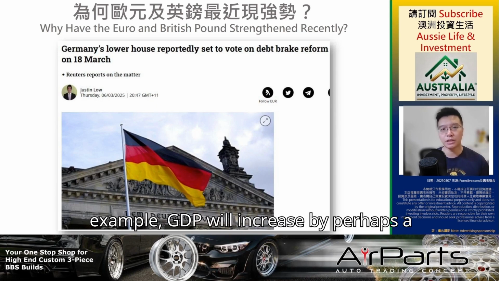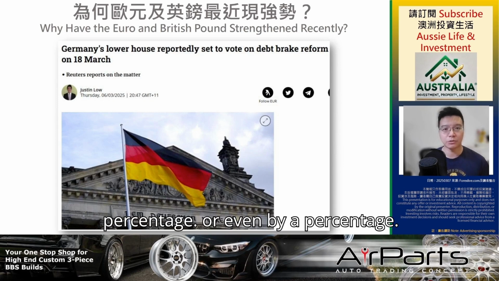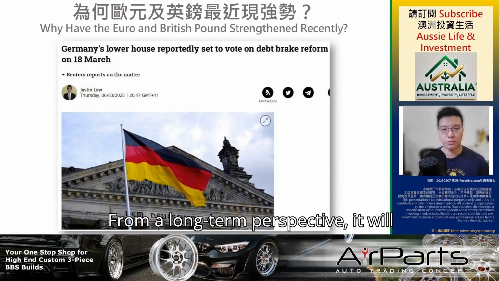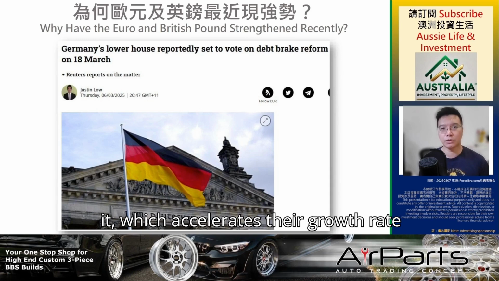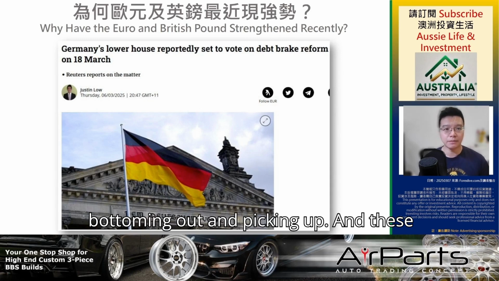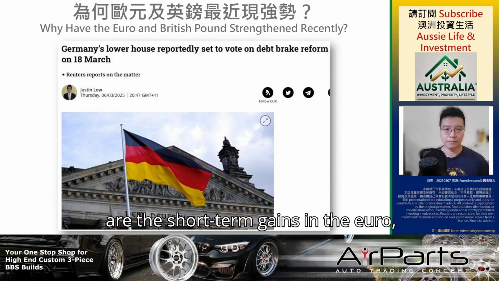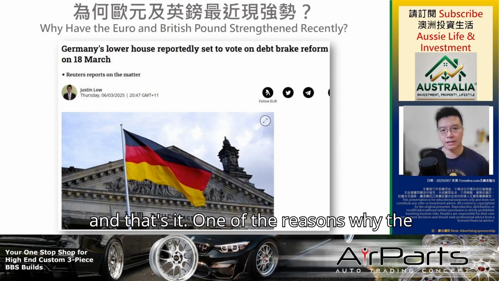For example, GDP will increase by perhaps a percentage, or even by a percentage. From a long-term perspective, it will rise by 2%, which accelerates their growth rate bottoming out and picking up. And these are the short-term gains in the euro, and that's it.